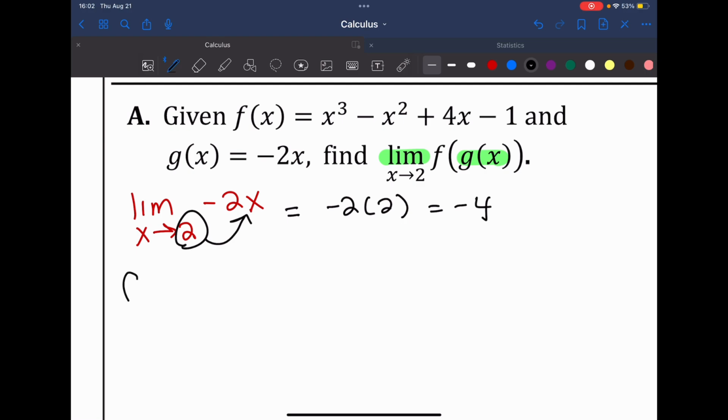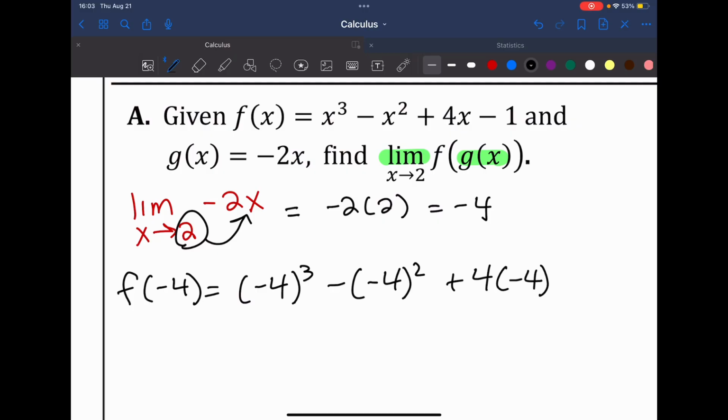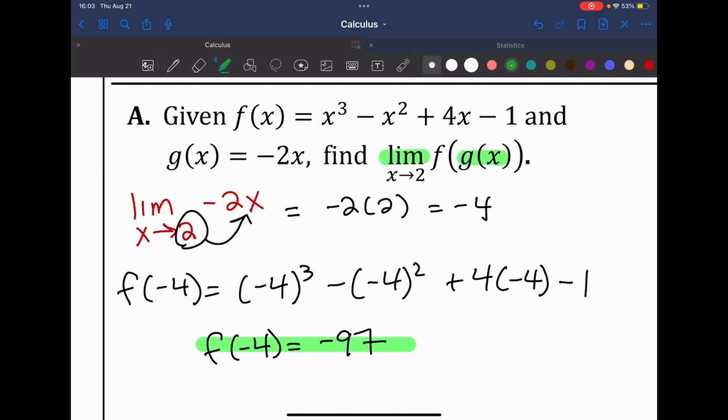And then I'm going to solve f of negative 4 by plugging negative 4 into all of my x values. So negative 4 cubed minus negative 4 squared plus 4 times negative 4 minus 1. And when I plug that all in, and I highly recommend you just plug it all into Desmos to get your answer, I get f of negative 4 is equal to negative 97, and that's my answer.